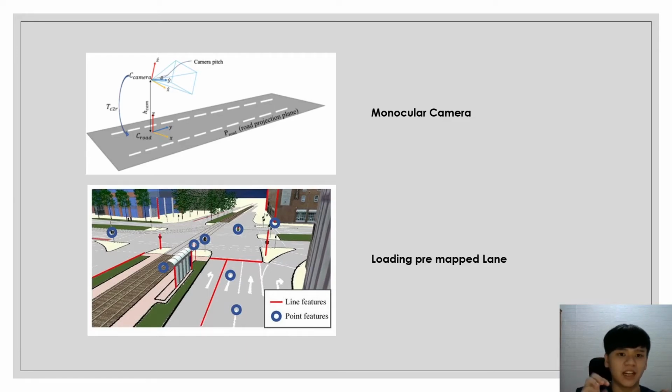We are putting a camera in real time, where the camera will detect the direction of the road. This is the most popular method. And then the second is loading a pre-map lane, where the lane is already stored in some data, and we just need to load that data into the vehicle, and the vehicle will do its own thing.